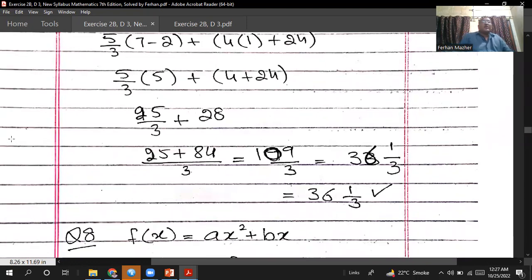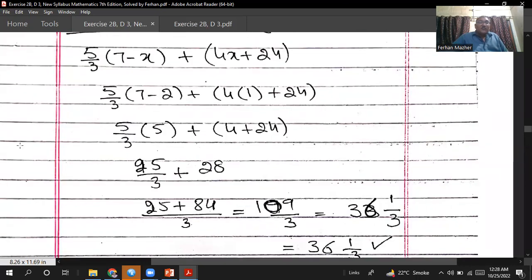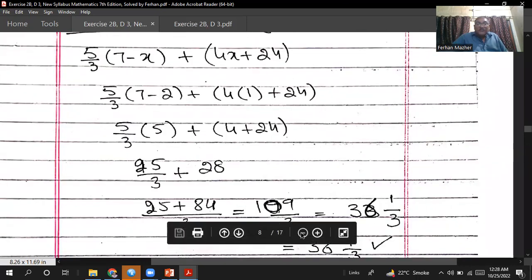So the LCM will be 3. So you will have 25 plus 84, the whole thing divided by 3. So that will be equal to 109 divided by 3, which is 36 whole 1 by 3. So let me reduce the size so you can see the whole question.